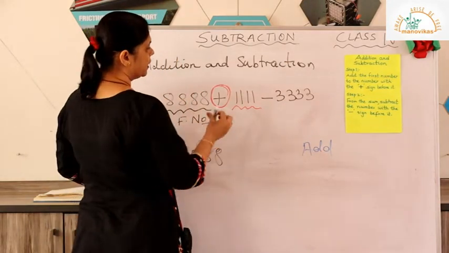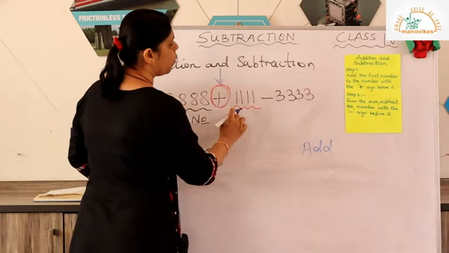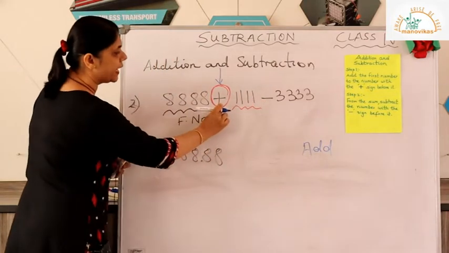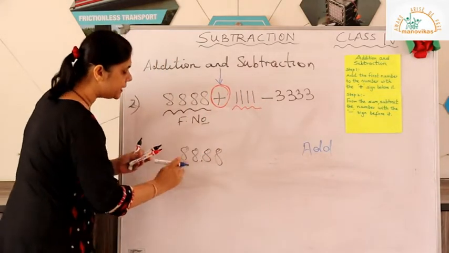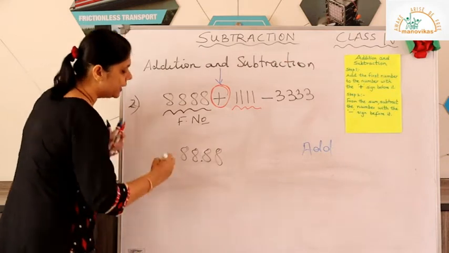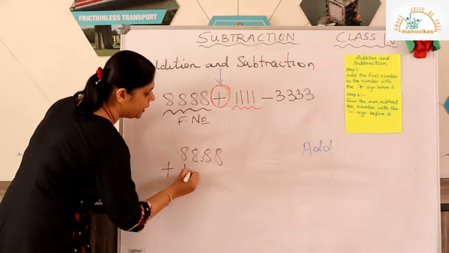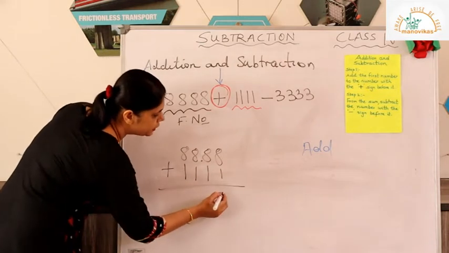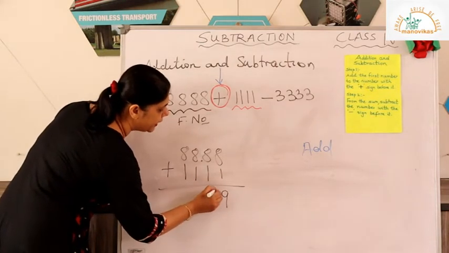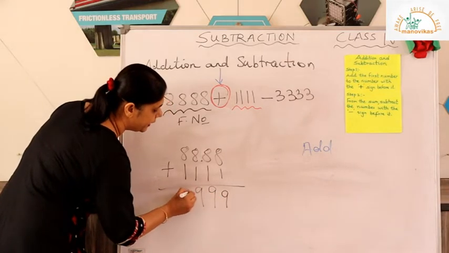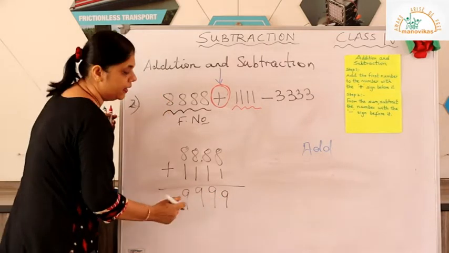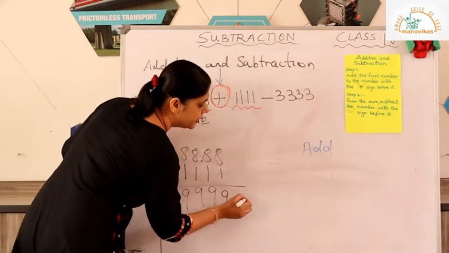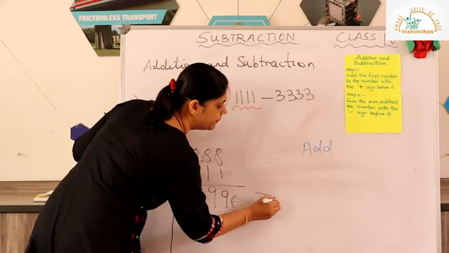And if you see here, the number 1111 has a plus sign. So which number I am going to add here to the first number? Yes, you are correct. 1111. And now find the total. 9999. Yes, is this correct? So this is called what? This will be the total, right?